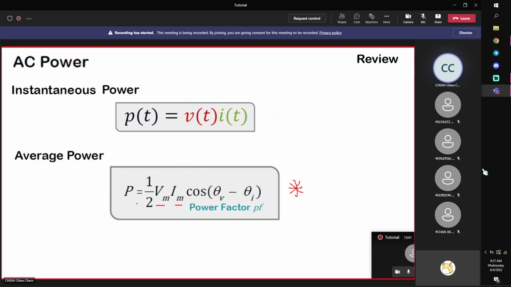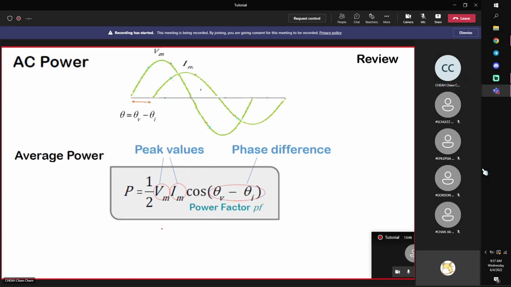Basically, this is how we calculate the average power, which is also called the effective power, for AC circuits. And these are the important parameters, which means that in order for us to know the real power or the average power, we basically need to know the peak values of our voltage, the peak values of our currents, and we also need to know the phase difference between them, so as to use this half VmIm, the peak values, multiplied by cosine of the phase angle.